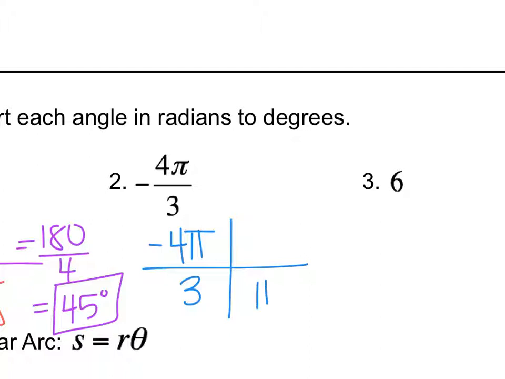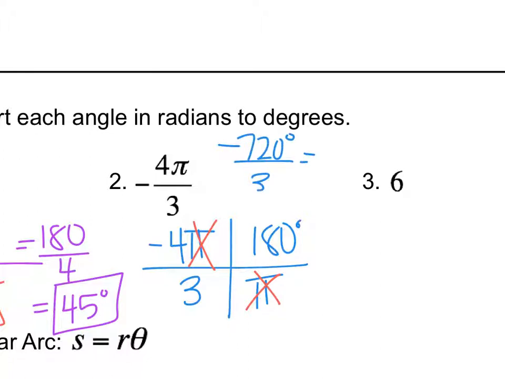In order to get it to cancel, the pi is going to go in the bottom, 180 degrees goes on the top. The pi's cancel out, and then we just combine what's left. So that turns into negative 720 degrees over 3. And then if we divide that, that's negative 240 degrees.